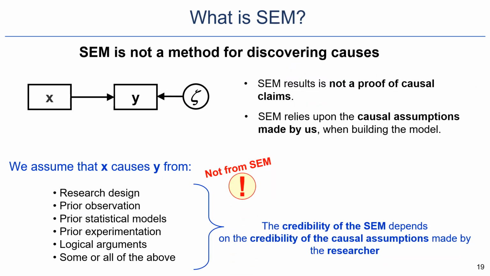But what is very important is to understand that SEM is not a method for discovering causes. So we don't use SEM to test whether X affects Y or Y affects X. And SEM totally relies on the causal assumptions made by the researcher who built the model. And these assumptions come from previous knowledge, from observations, our research design, prior statistical models, prior experiments, and so on. And the credibility of the SEM model depends totally on the credibility of the causal assumptions that we make when we build our model.